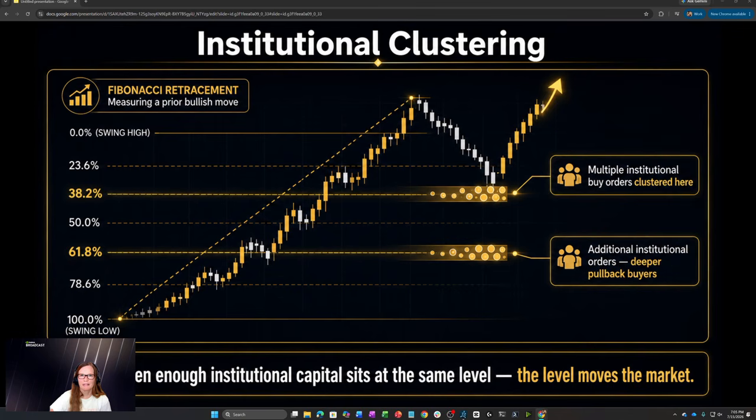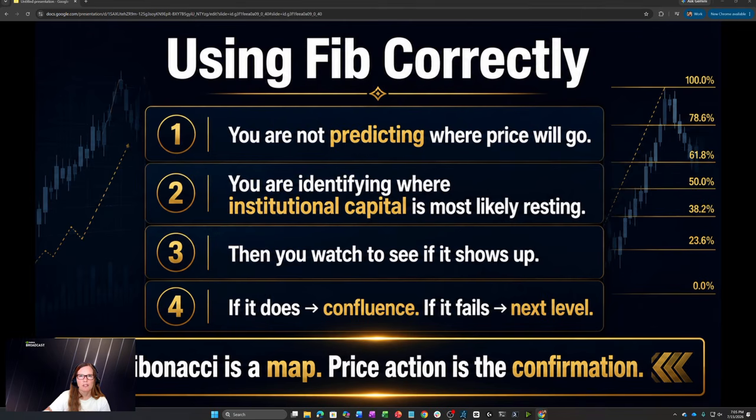The biggest money in this market, the hedge funds, the algorithmic traders, the institutional desks, they program these levels as trigger points. When a major institution sets a buy order at a 618 retracement of a move, and other institutions do the same thing because they're following the same technical framework, you get clusters of capital sitting at the same level. And when enough capital sits at the same level, the level creates its own gravity. It becomes self-reinforcing.